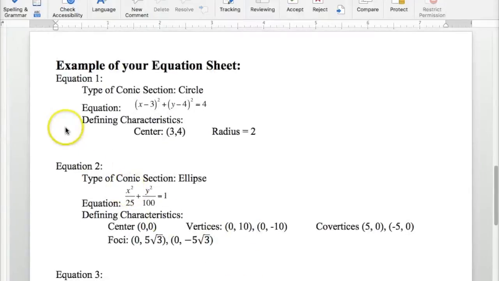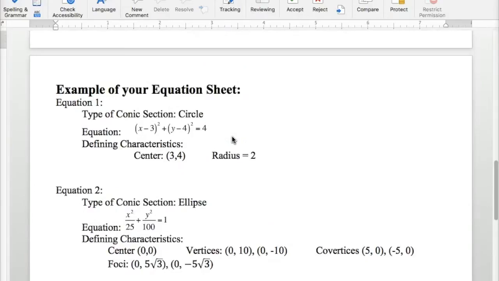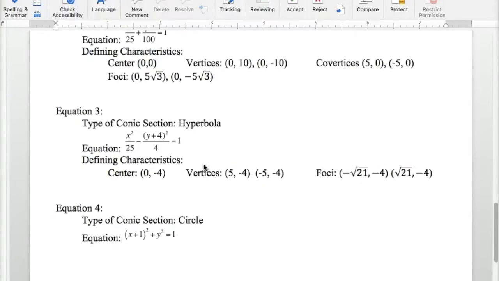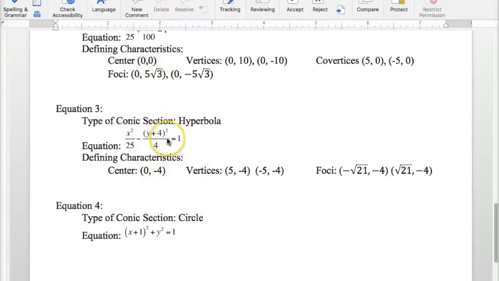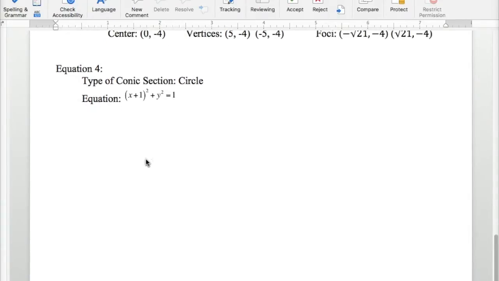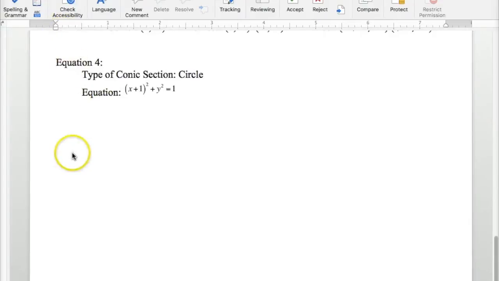Your equation sheet, it can be regular lined paper, but for each equation, I want you to write the equation. I want you to tell me whether it's a circle, a hyperbola, or an ellipse. And then identify the defining characteristics. And it tells you up here for a circle, this is what you have to have, an ellipse, what you have to have, a hyperbola, what you have to have. Okay. After the 3 that you have to have, all I need is what type of conic section it is and what the equation is. You don't have to identify center, radius, foci, all that stuff. Okay. And so I would have that for all of my equations.